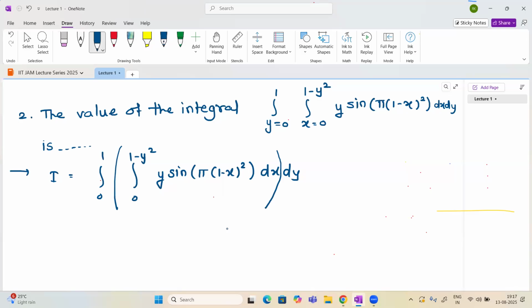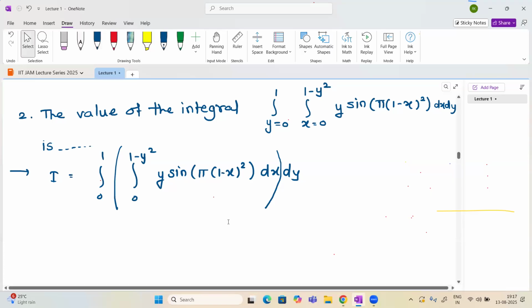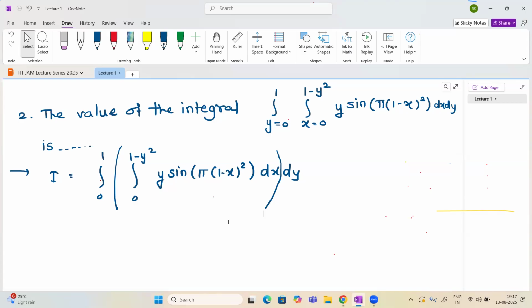Yes, sir. So this type of problem will definitely be there in the exam, I guess, because in previous question papers I found at least one problem in each paper. If you try to solve it directly, it will be very difficult. Integrating with respect to x, inside the sine we have pi (1 minus x) whole square. You cannot substitute anything; it will make it more complicated. So it is better to change the order of integration.